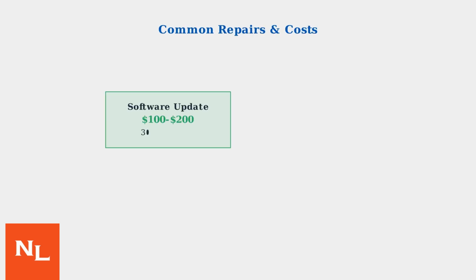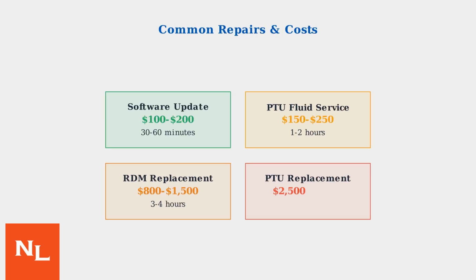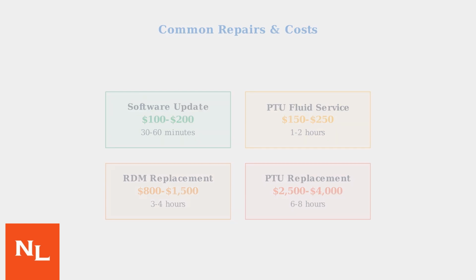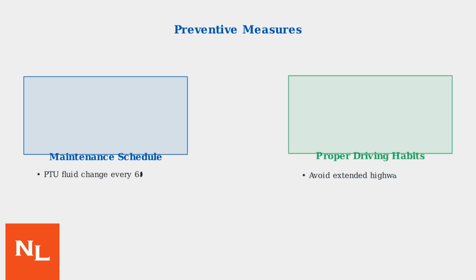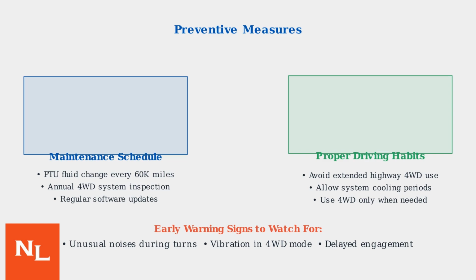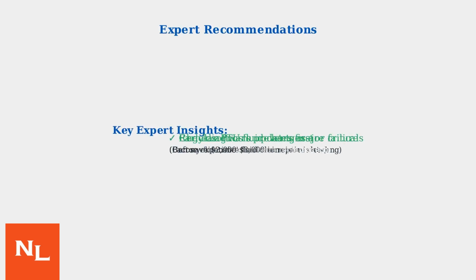Based on diagnosis results, several repair options are available. Costs vary significantly depending on the root cause, from simple software updates to complete component replacement. Prevention is key to avoiding costly repairs. Regular maintenance, proper driving habits, and early attention to warning signs can prevent major 4WD system failures. Expert technicians emphasize that regular PTU fluid changes are critical, despite manufacturer claims of lifetime fluid. Early diagnosis can prevent catastrophic failures and save thousands in repair costs.